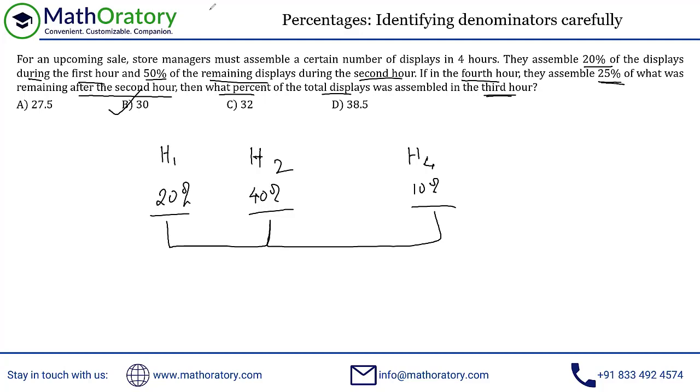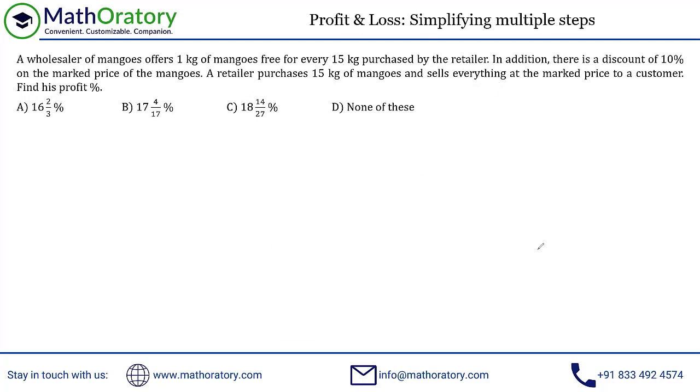Hopefully everything was understood. In this question of profit and loss, there are multiple parties involved, as well as multiple types of transactions happening. So first of all, understand that. There's a wholesaler who is offering 1 kg of mangoes free for every 15 kg purchased by the retailer. So the wholesaler is selling to the retailer, and he's making this offering. So 1 kg free for every 15 kg purchased.